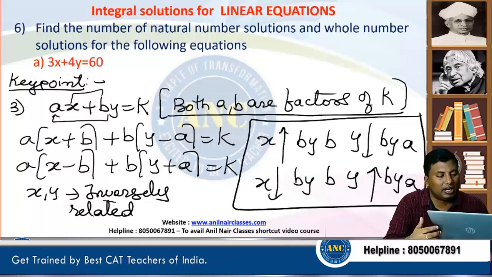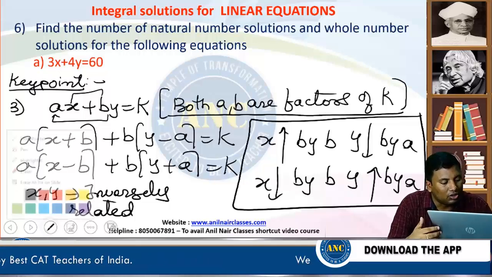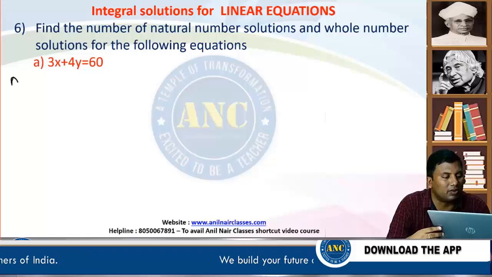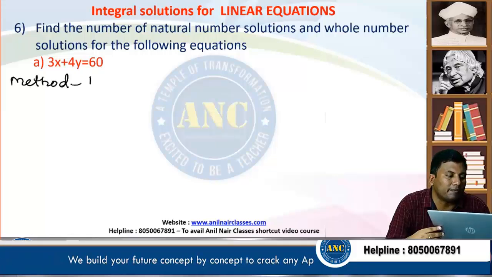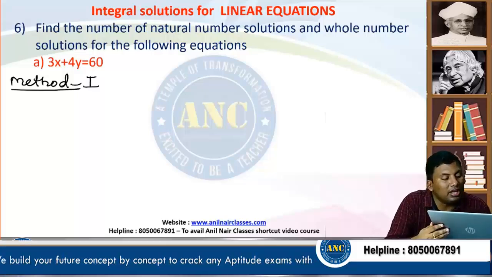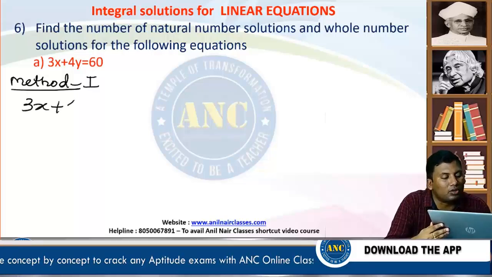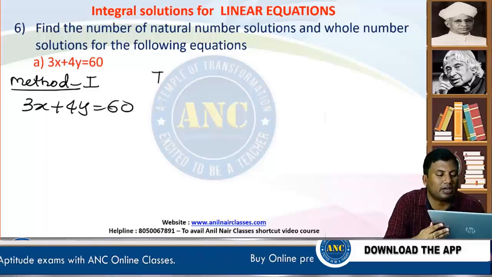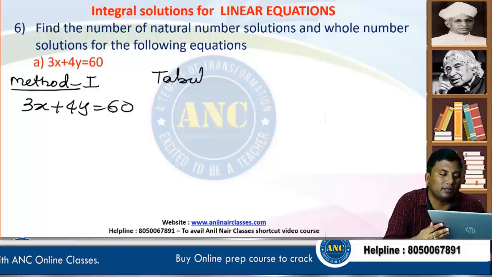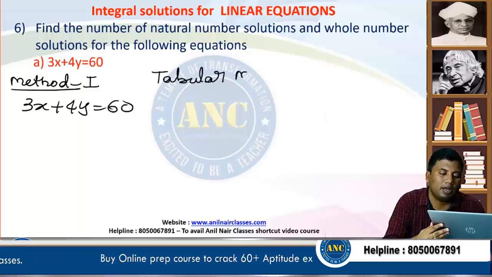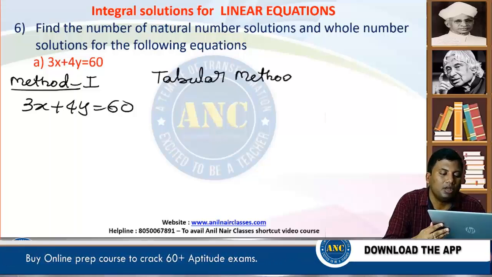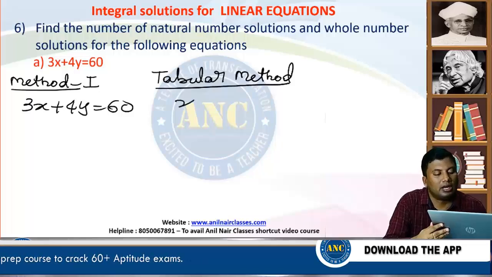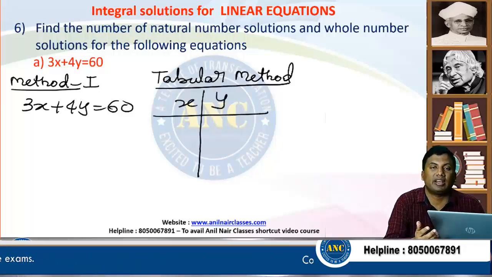Key point 3 clear? Now I will solve the question using the traditional method. Method 1, then I will discuss method 2 and method 3. Method 1: 3x plus 4y equals 60. Tabular method. Take a table for x and y.